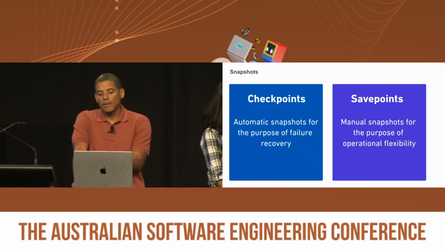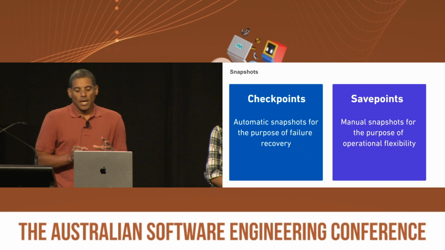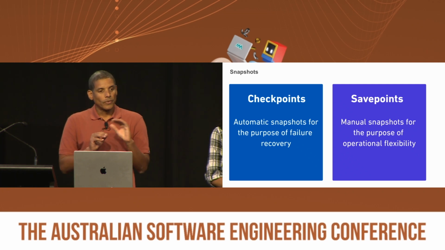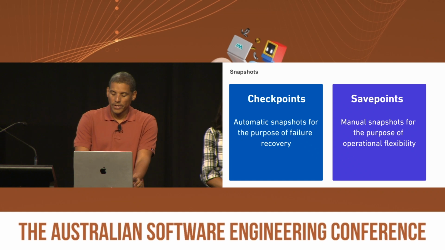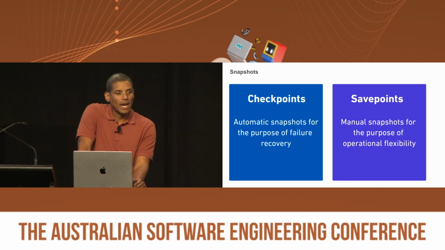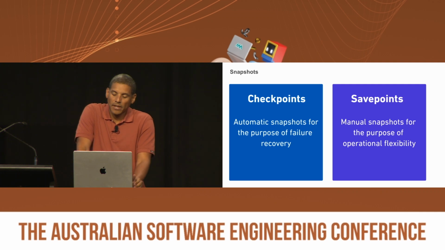Then you have savepoints, which are kind of similar to checkpoints, but they're used when you want to deploy your application. You can manually take a savepoint, or use the API provided by Flink, and when you deploy the new version, start from the latest savepoint.